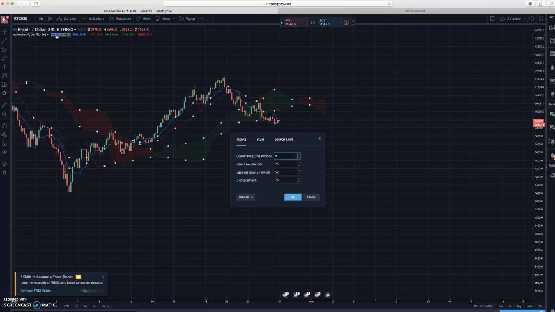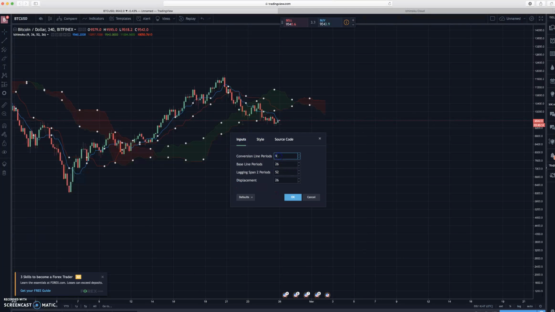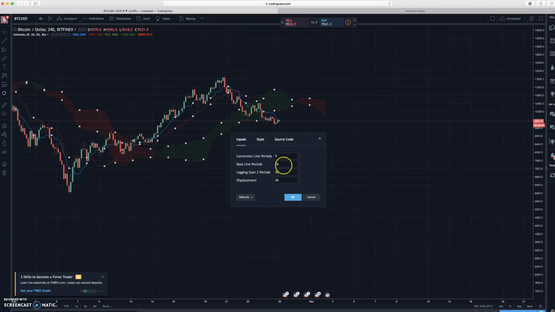We've used this before. What you can do is you can go into this. This is your conversion line, the blue, which is your fast, which is 9. A 9 period, it's taking 9 candles, dividing them by 2, and plotting that result. Okay, now this baseline is the red, and it's using a 26 period moving average, taking 26 candles, dividing by 2, plotting that. Very simple.